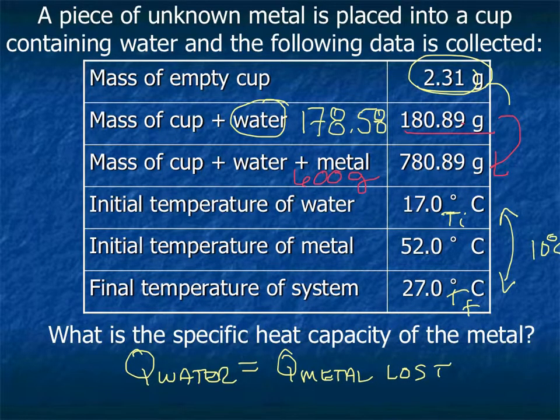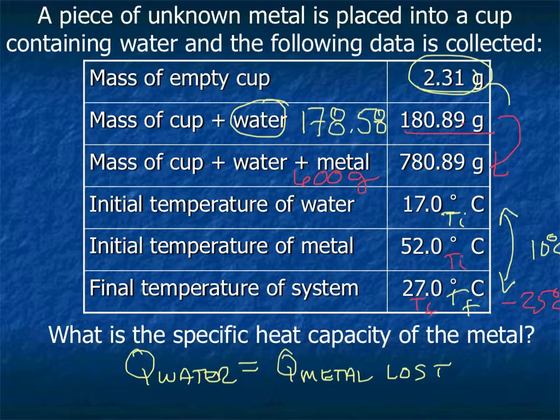And then this is T initial for the metal, and T final for the metal. And so the delta T for the metal is 52 minus 17, which is going to be 45. 52 minus 17 is actually not 45, it's going to be 35. So this is going to be 25 degrees C, so minus 25 degrees C.